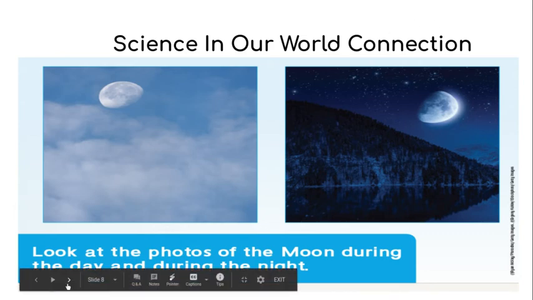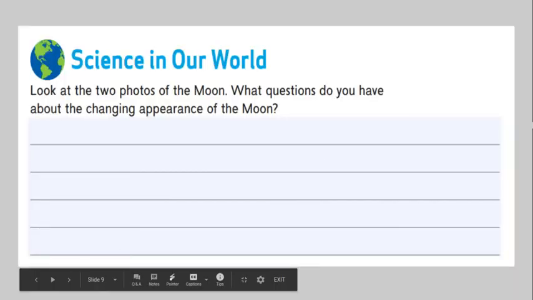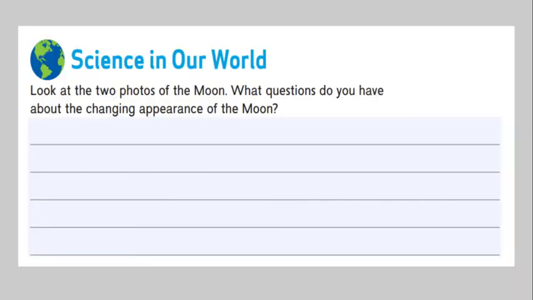All right, I would like for you to pause and write down any questions you came up with while you were looking at the two photos of the appearance of the moon. And then you can turn back if you need to see the pictures again. So please pause and do this activity. Okay.